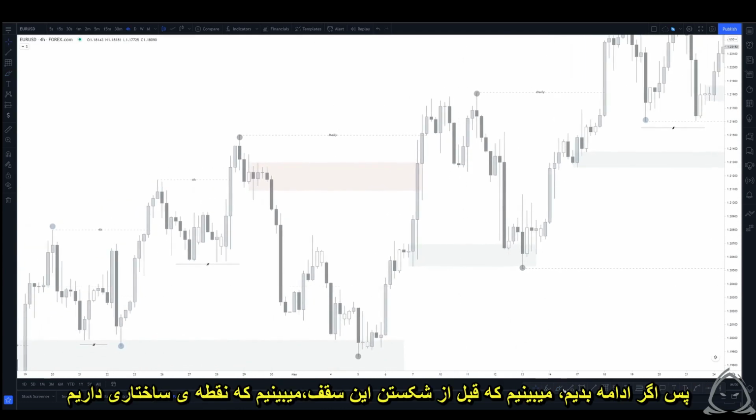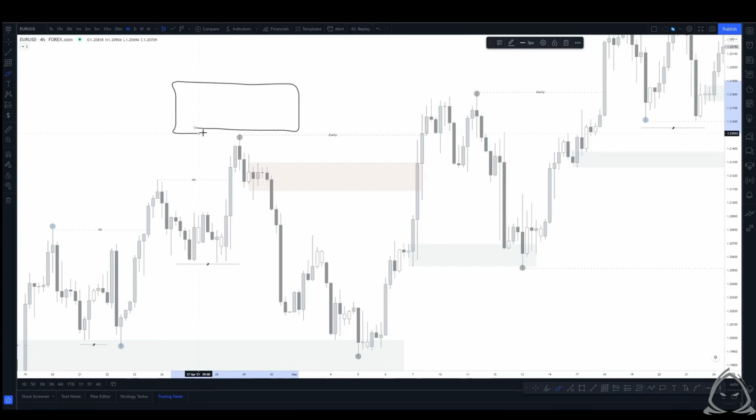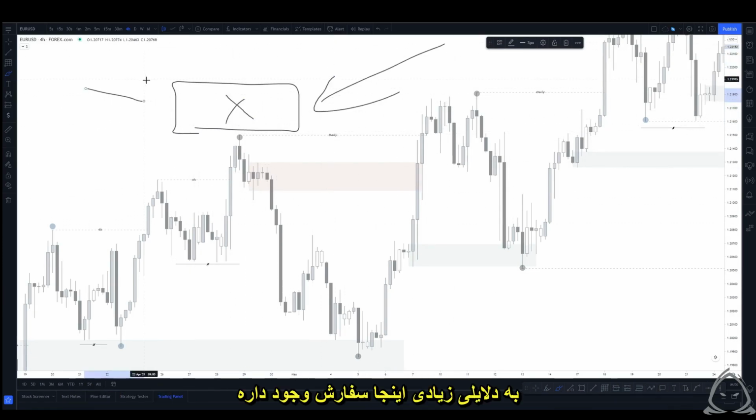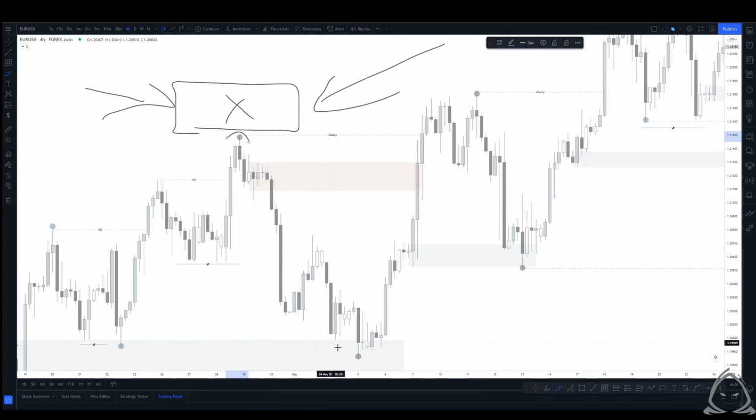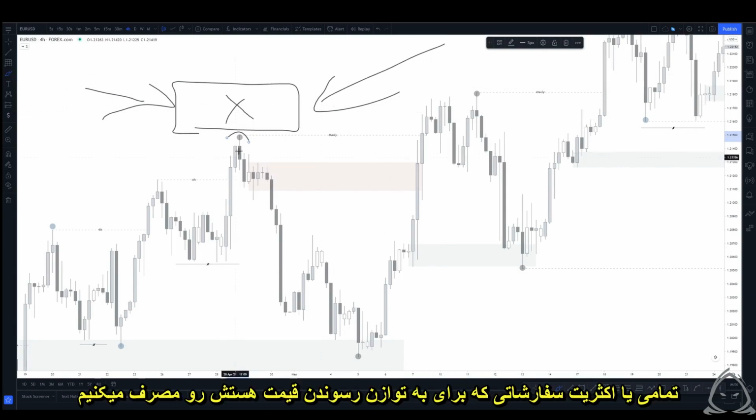As we move on, before we break this high, we can see that we have this structural point. Again, what is this? This is just liquidity. Why is this liquidity? Orders exist here for numerous reasons: even price numbers, swing structure, breakout traders, stop losses, you name it, there are orders resting within it. So when we continue and move to the upside, we absorb all of the orders, or the majority of the orders, required to rebalance price.